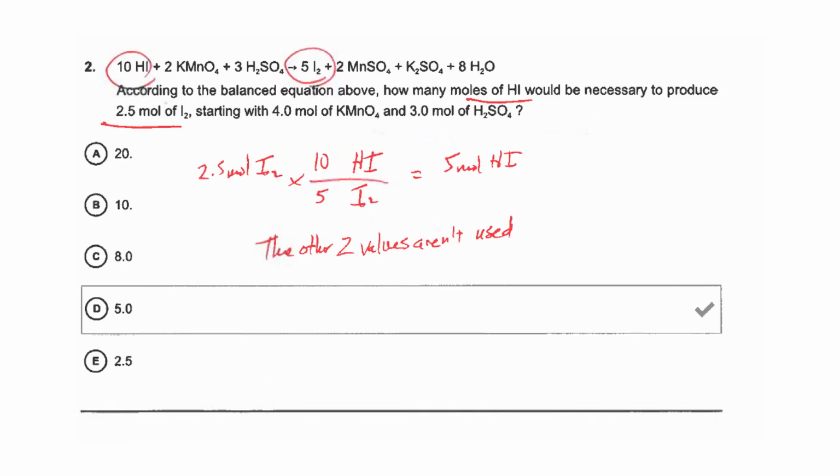All right, number 2, according to the balanced reactant equation above, how many moles of HI would be necessary to produce 2.5 moles of I2? So the last part that they've got here doesn't matter. I've circled the two things that matter, HI and I2. I need twice as many HIs as I have as I2. So doubling up on the 2.5 gives me 5.